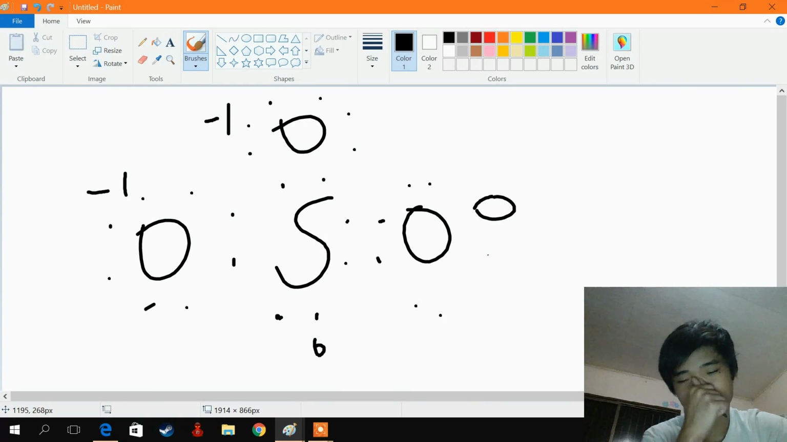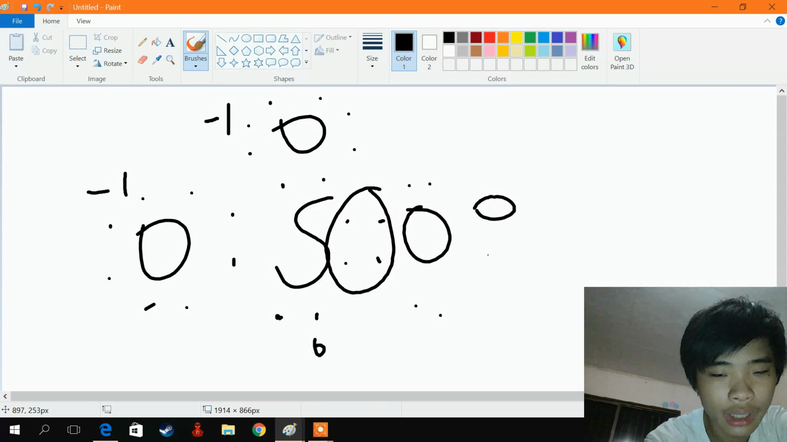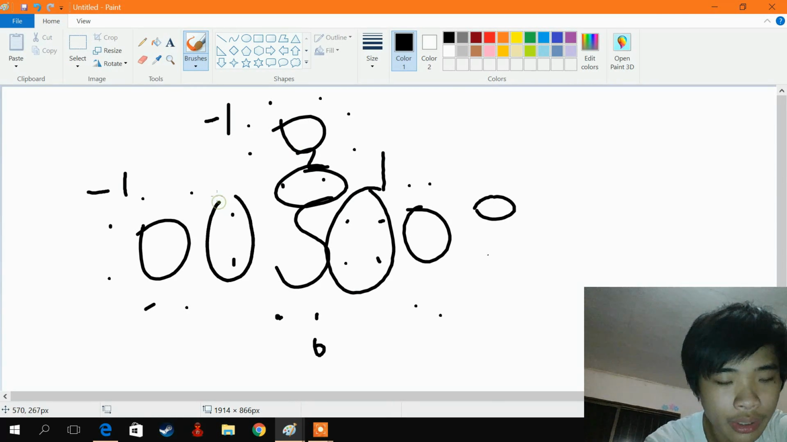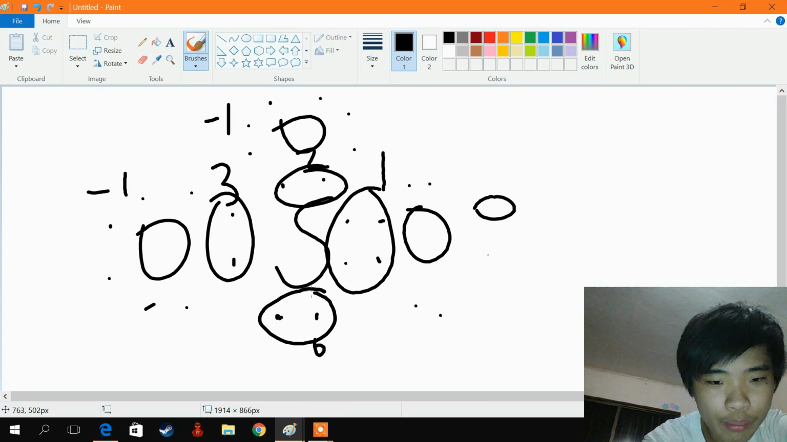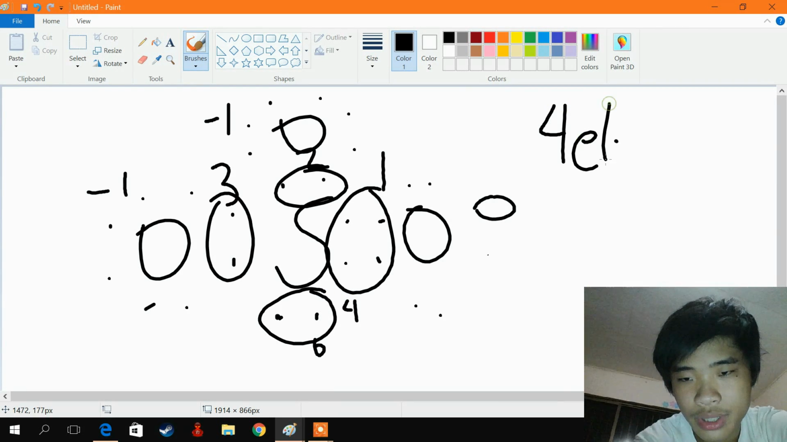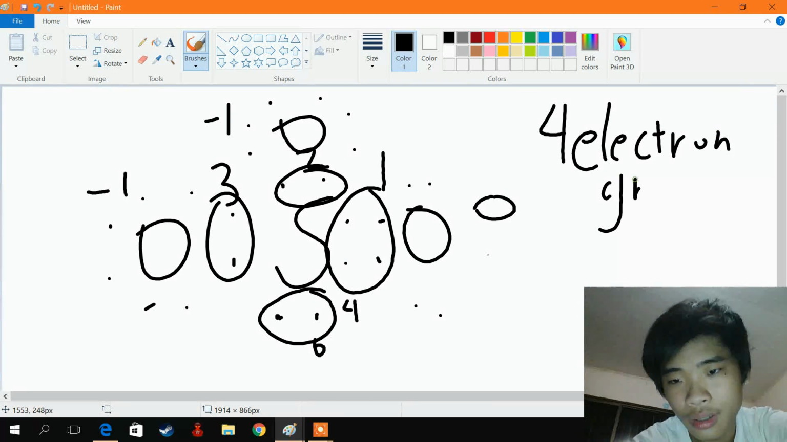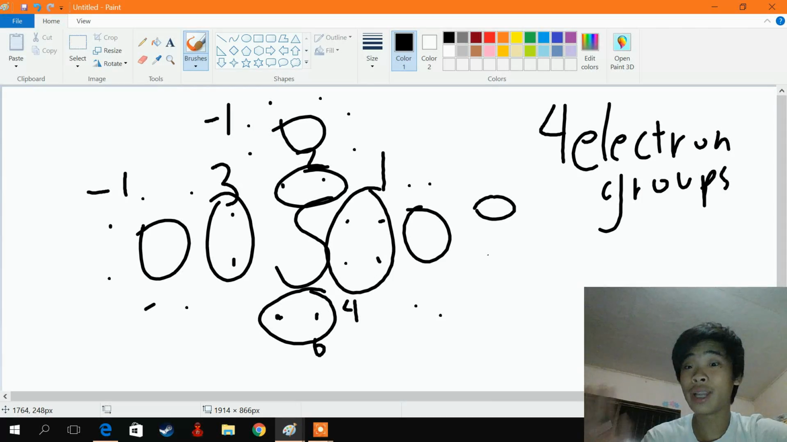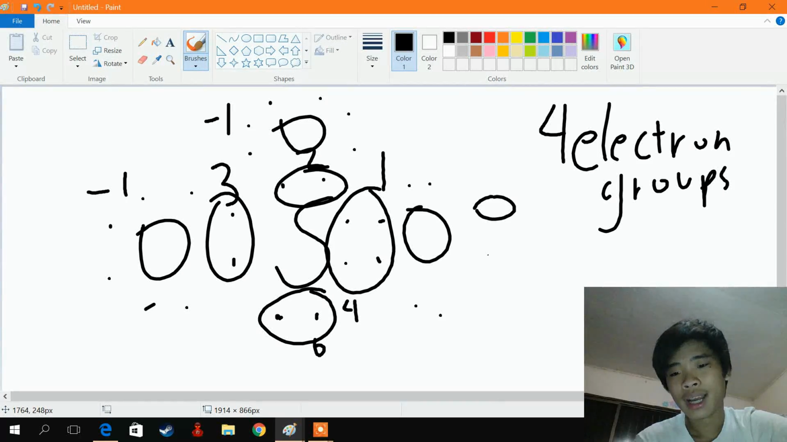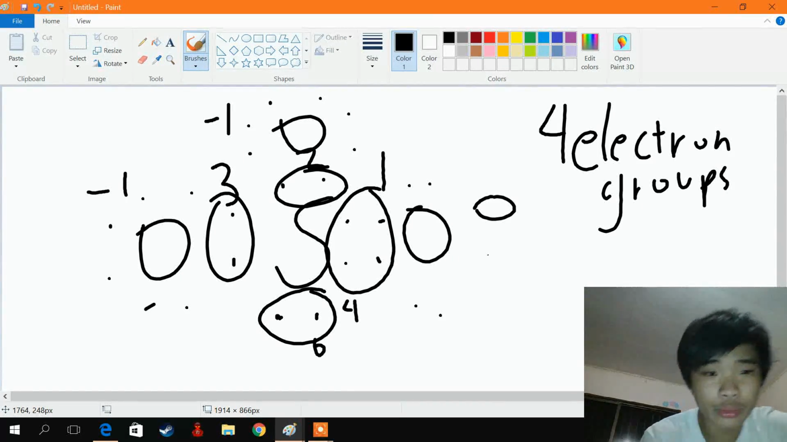And now let's determine the number of electron groups. In determining the electron groups, we consider 2 things: the number of bonds, then the number of lone pairs. A bond is still considered as one electron group, even if it's a double bond or triple bond. Now let's do it. Here's one double bond, one single bond, another single bond, and a lone pair. So therefore we have 4 electron groups. Then since we have 4 electron groups, we can say that this compound has a tetrahedral electronic geometry.